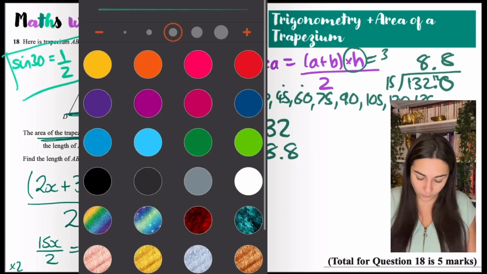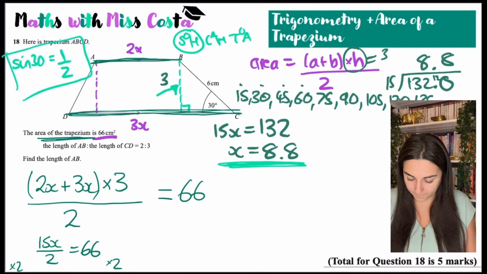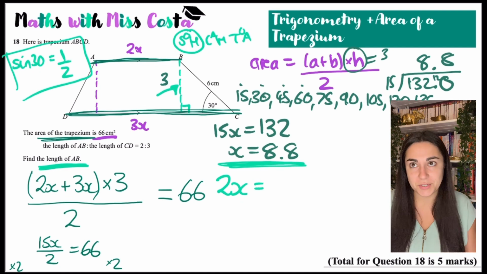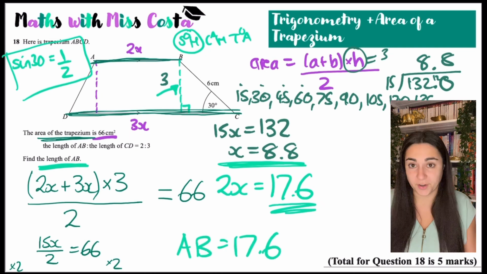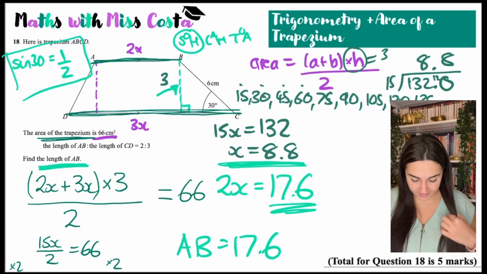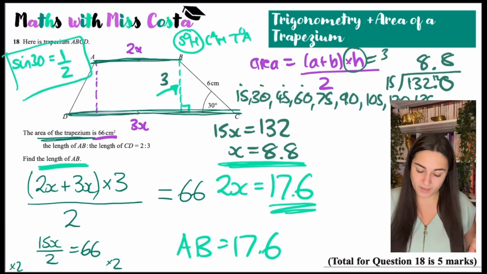Okay, so we figured out what x is. And we know that the length of AB is 2x. So therefore 2x would be 8.8 times 2, which is 17.6. So AB equals 17.6. So quite a tricky one there, but it's all about forming and solving your own equation. The thing that might have caught people out is knowing the trigonometric values. So please make sure that you know your exact trigonometric values.